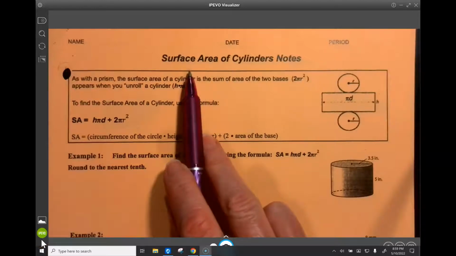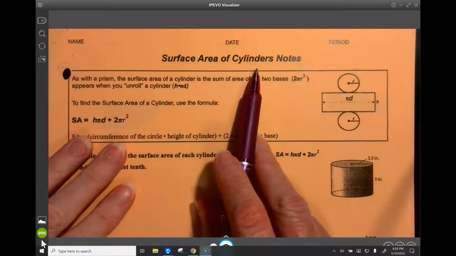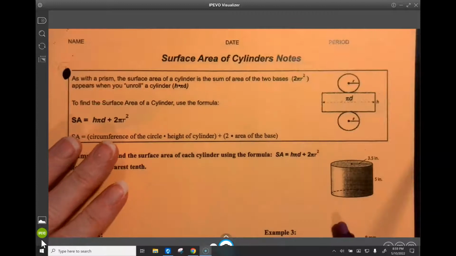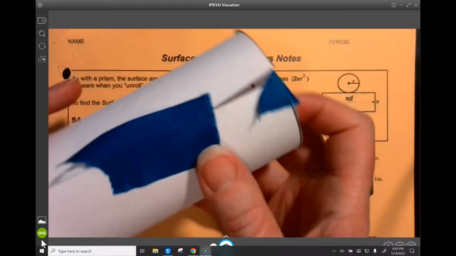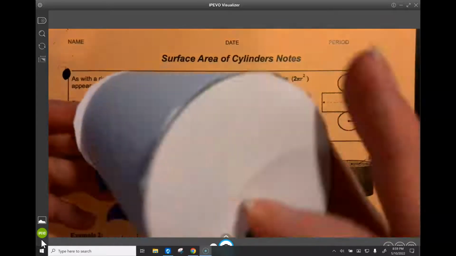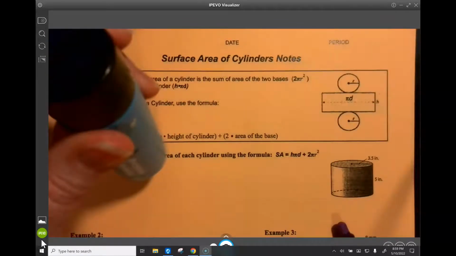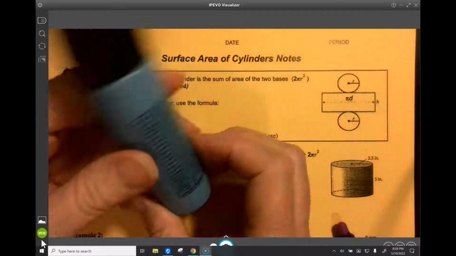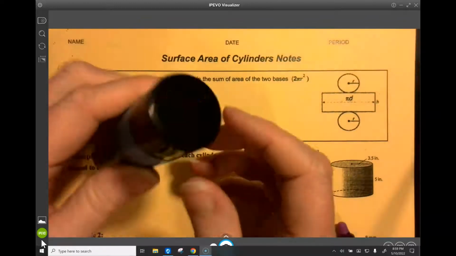So now we're going to talk about the surface area of cylinders. And what I want you to do is, I have a paper one right here. I know it's fancy, but it will show us what we need to. And actually we're going to start with this one. Yep, shampoo bottle from Disney World from over 10 years ago.